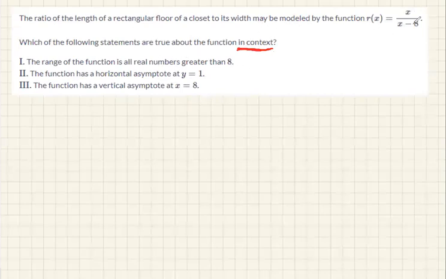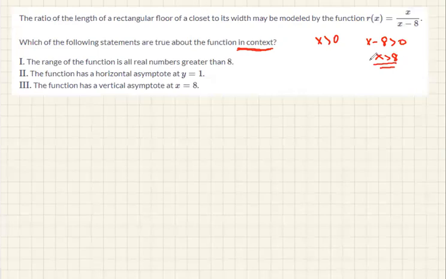Since we are talking about the two sides of the rectangular floor, one side is x, the other side is x minus 8. So the length would be x, and the width would be x minus 8. These two numbers are the sides of a rectangle, right? So they have to be positive. So x should be larger than 0, and x minus 8 should be larger than 0 as well. From this, I can see x has to be larger than 8, because if it's larger than 0 but not larger than 8, you don't have a positive number for the width, which doesn't make sense for this context.